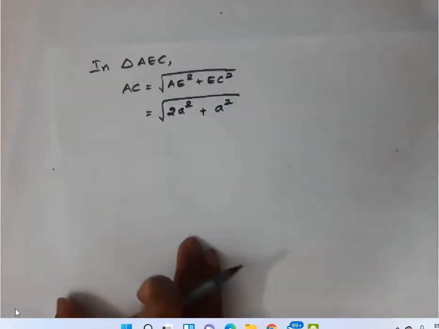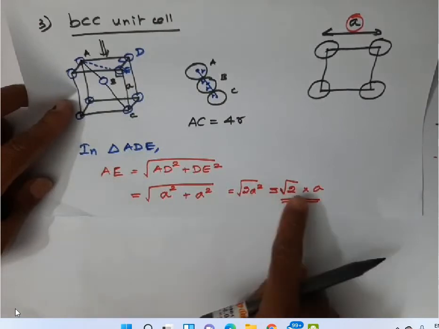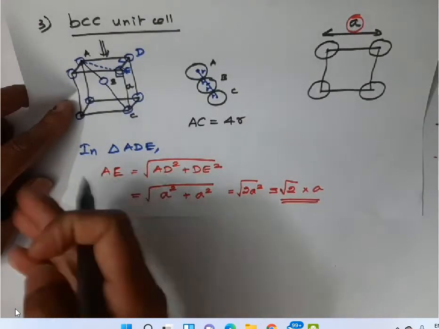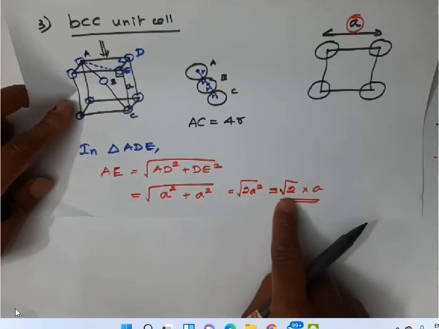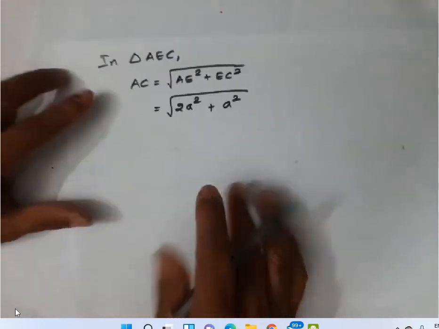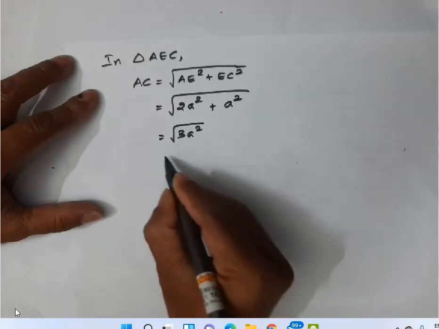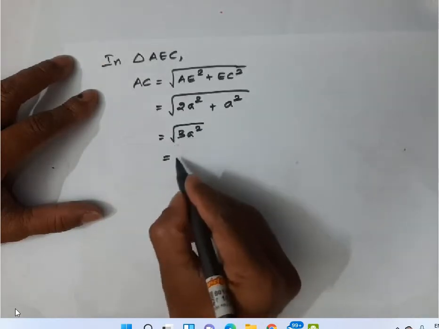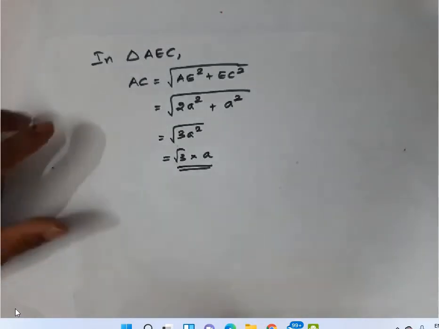Okay, what I did here, very simple. See AE value, listen, AE is equal to root 2 into A. So AE square, take the square of this. Root 2 square is 2, A square is A square. So I substituted that here, 2A square plus A square. 2A square plus A square is root of 3A square, or I can write root 3 into A, okay? Root 3 into A. That is the value of AC.